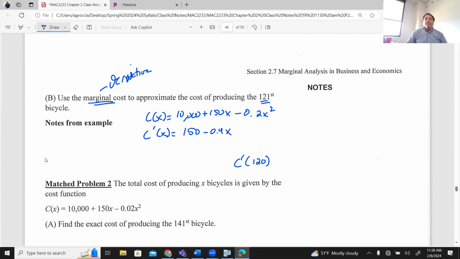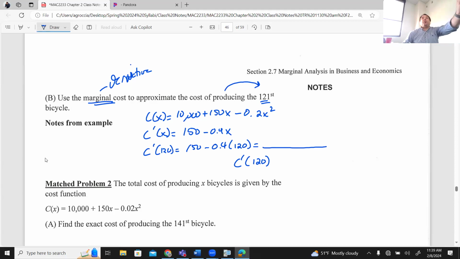Now, this is where we've got to be careful. Since we're looking for the cost of the 121st, we're not plugging in 121. We're plugging in 120. Because remember, this is how the cost is changing. So when I plug in 120, we're stopping at 120. It's the cost of the next one. We've made 120 bikes. The next one that comes off the line, how much will that be?